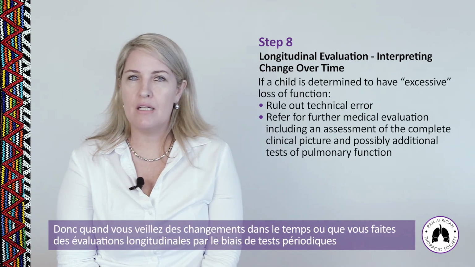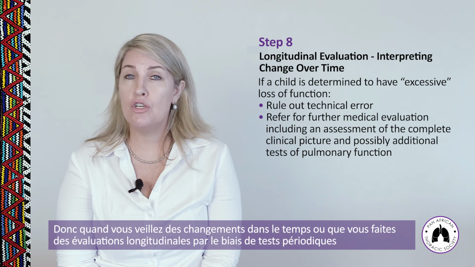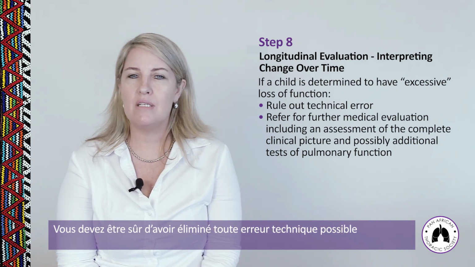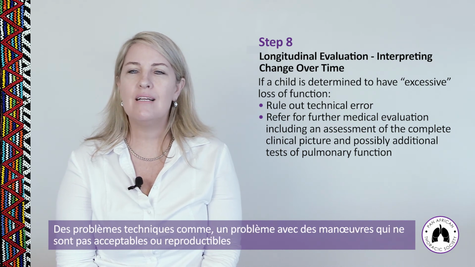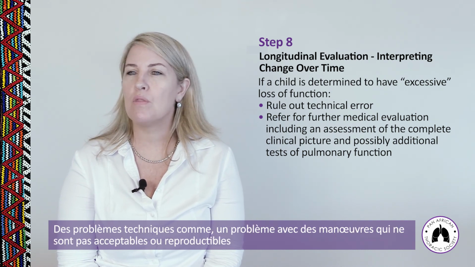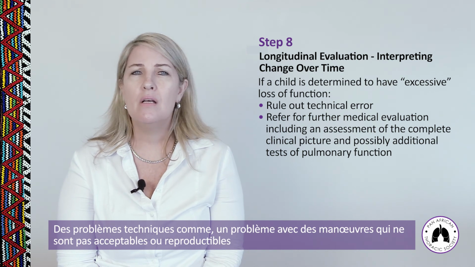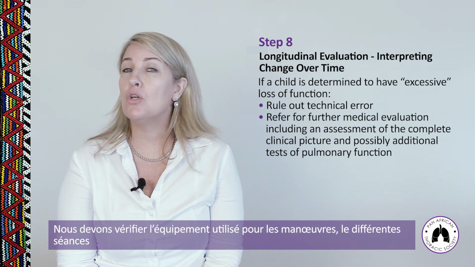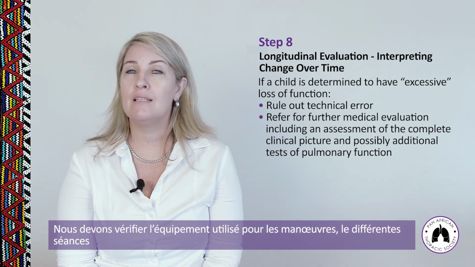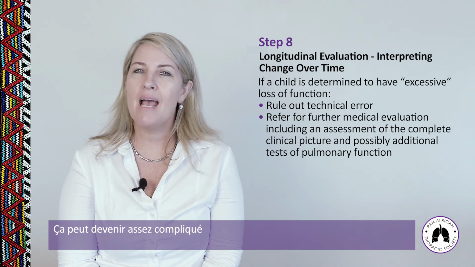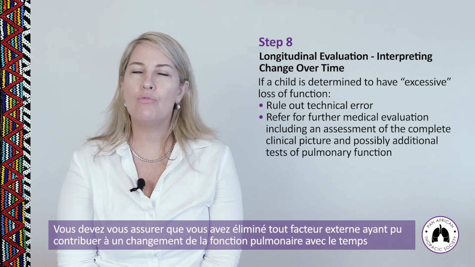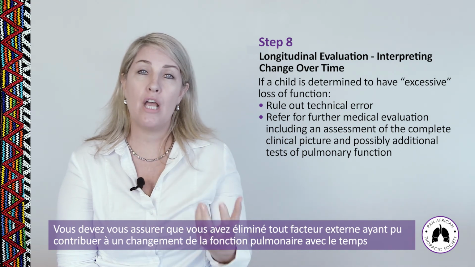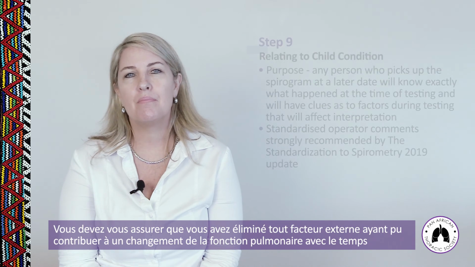So when you are looking at change over time, or you're doing a longitudinal evaluation of serial spirometry, you need to make sure that you rule out technical errors. So technical errors would be problems with the blows that are not acceptable or repeatable. You need to make sure that reference values haven't changed over time. You need to look at what equipment was used for testing the child at different testing sessions. It can be quite tricky. So you need to rule out any causes that would have contributed to a change in lung function over time.